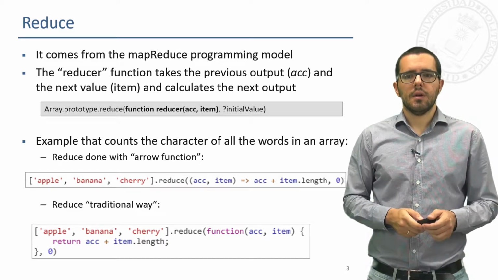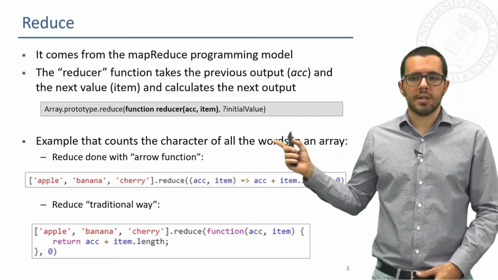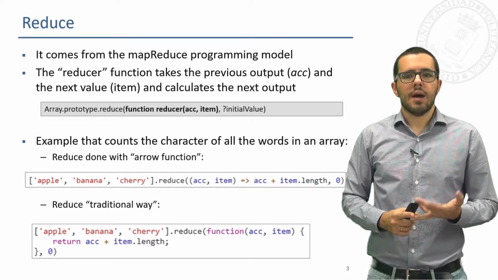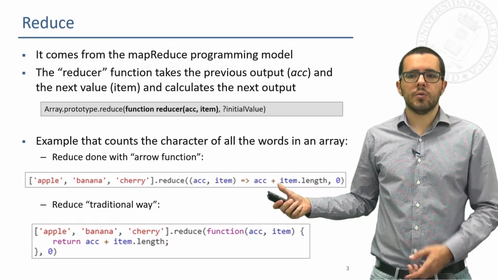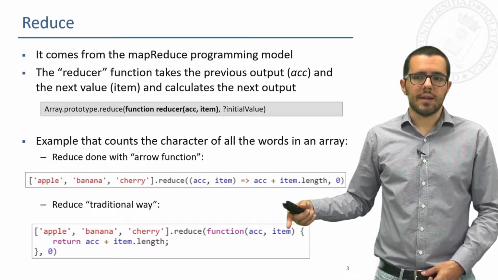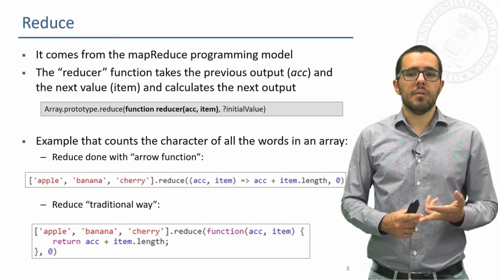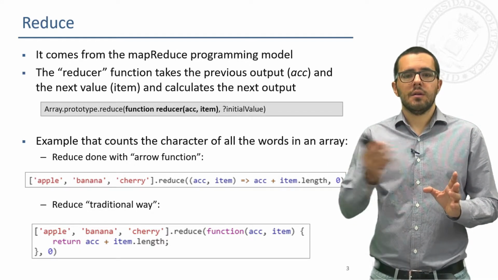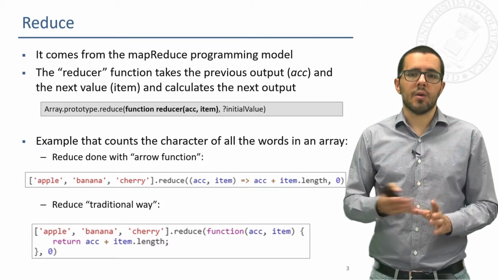For example, to count the characters of all the words in an array, we have this array, apple, banana, and cherry, and we reduce it. What does the reducer function look like? As an arrow function like this, or a traditional function like this one. It gets the accumulator and the next item, and it will return the accumulator plus the next item dot length. So it will be accumulating the number of characters in the array.